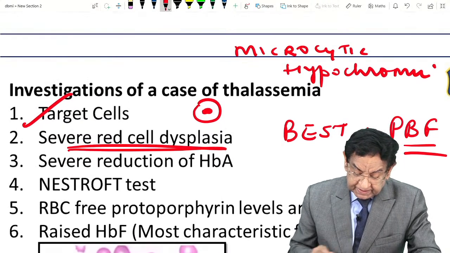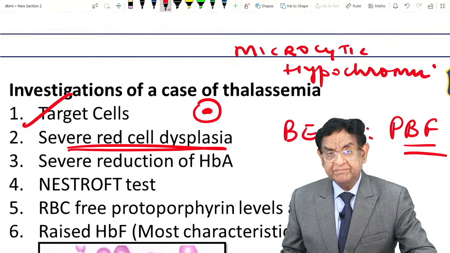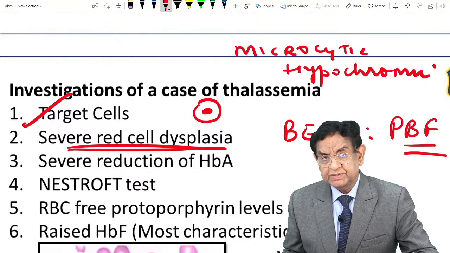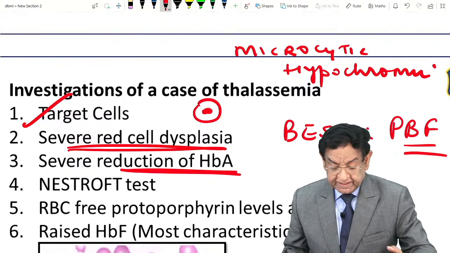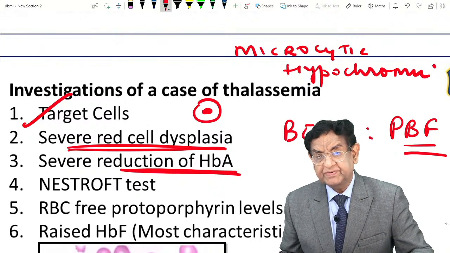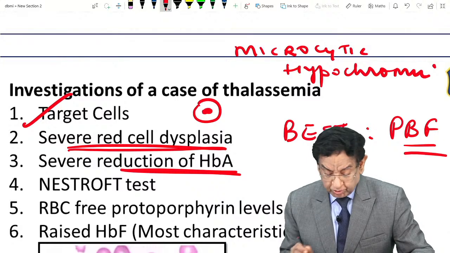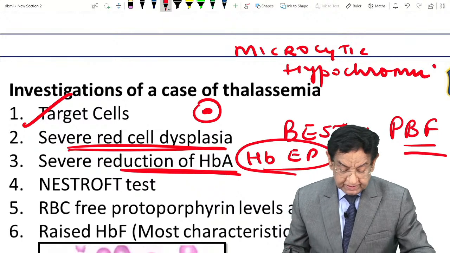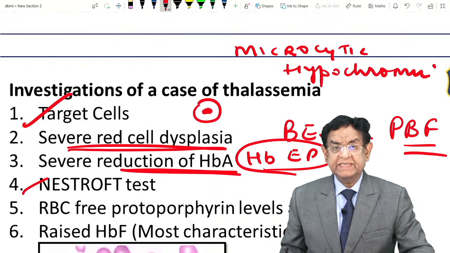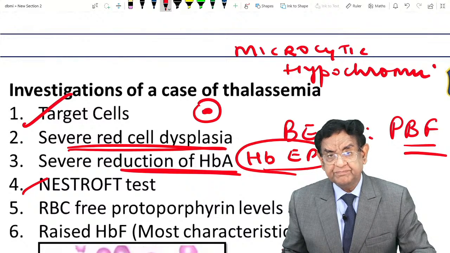Severe, there may be red cell dysplasias, that's the basic pathophysiology. Severe reduction in HbA, that we do by hemoglobin electrophoresis. Nesterov test is a screening test that we do in beta thalassemia.